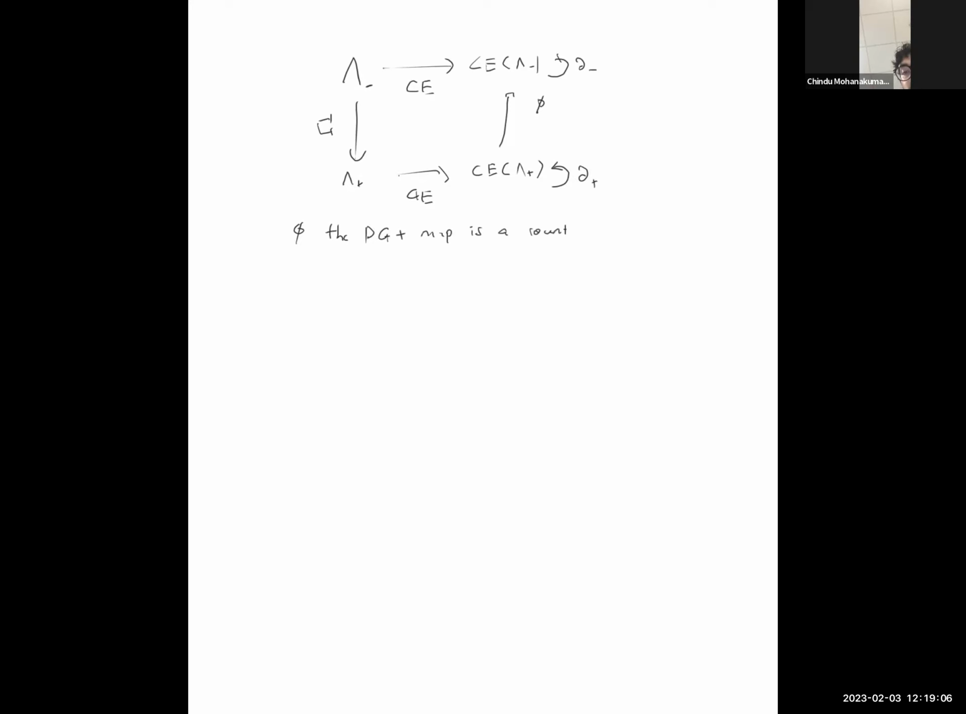It's a count of disks of a similar form. It's basically going to be the same, except this time we don't have that R translation. So the dimension of this moduli space is actually going to be 0. So our rigid disks are going to be precisely those of index 0.